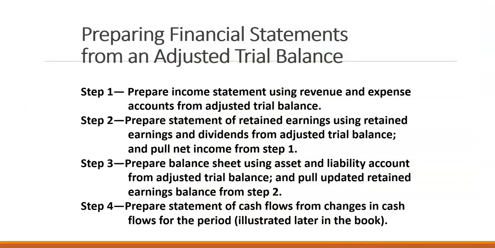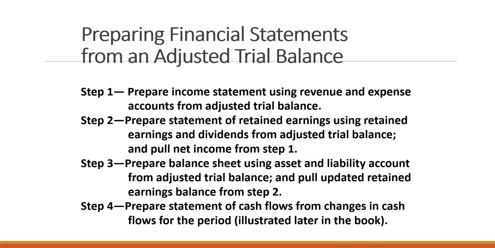After we've prepared the adjusted trial balance, we can prepare our financial statements just like we did in chapter 2. We would prepare the statement of cash flows, which we aren't going to do until chapter 12. But the other 3 statements, the income statement, the statement of retained earnings, and the balance sheet, will be prepared very similar to how they are in chapter 2.